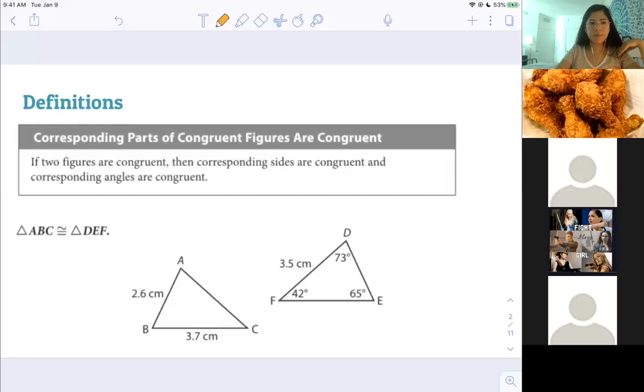Now let's take a look. I've got one definition for you guys today, and I would like you guys to write it down. It's telling me that corresponding parts of congruent figures are congruent. Basically that means that if 2 figures are congruent, then the corresponding sides are congruent and the corresponding angles are congruent. It's kind of obvious. It's basically saying that anything on one triangle has to line up with something on the other triangle.